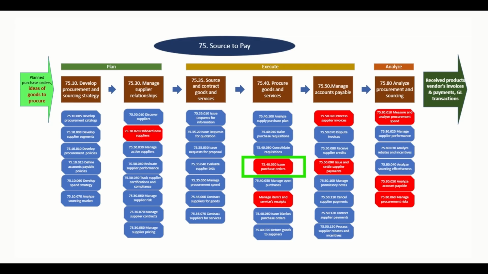Now we are ready to create a purchase order as part of the Business Process Area 75.40 Procure Goods and Services, specifically the Business Process 75.40.030 Issue Purchase Orders.